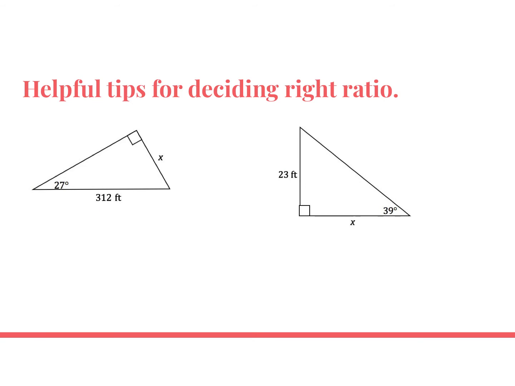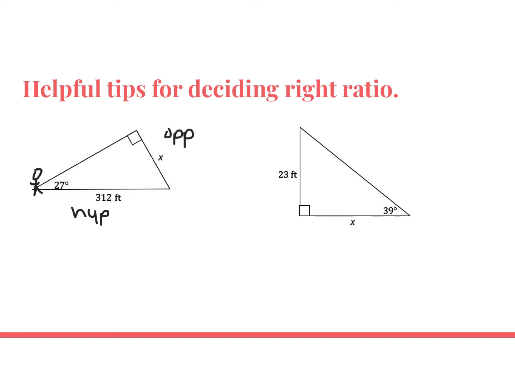When we are deciding what ratio we want to use, my suggestion is to always stand at the angle you're looking for or the angle you know. It seems silly, but I usually draw myself at that angle. From there, I can see that the side across from me, which is labeled as X, is the opposite. The side adjacent to me that is the longest is across from the 90-degree angle, so that would be my hypotenuse. Once I've identified those sides, then I can say what ratio I would want to use.